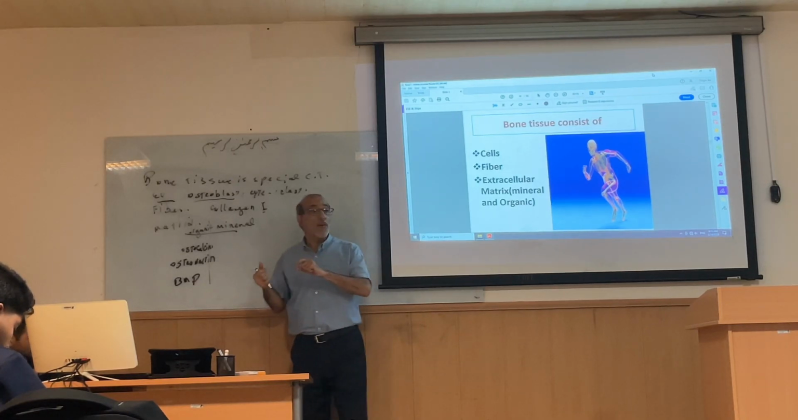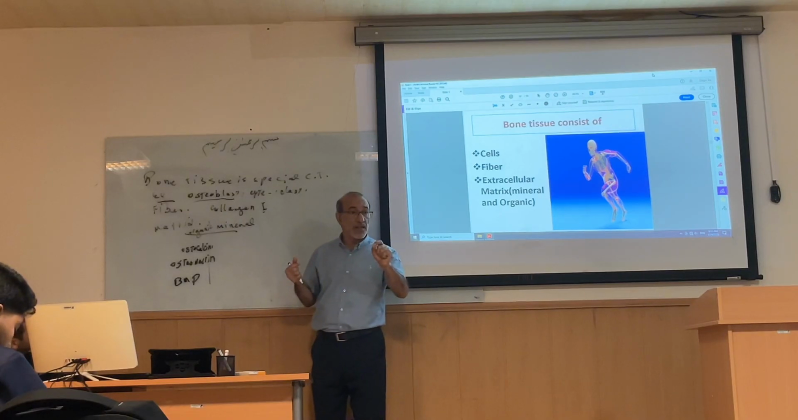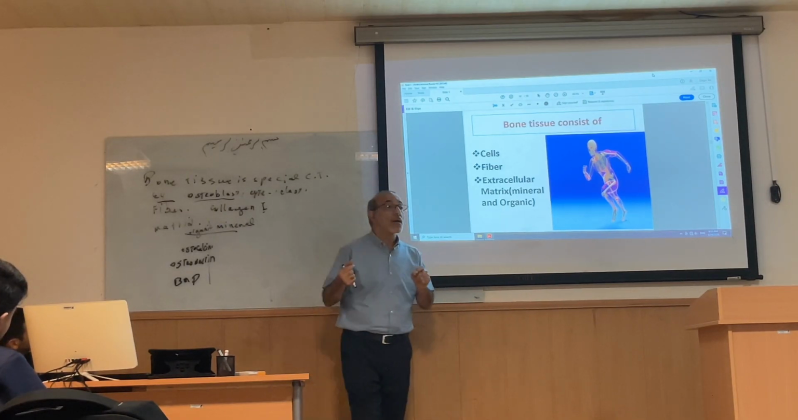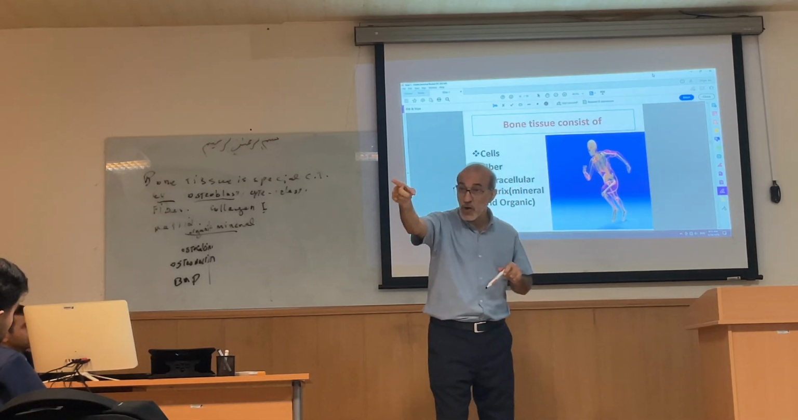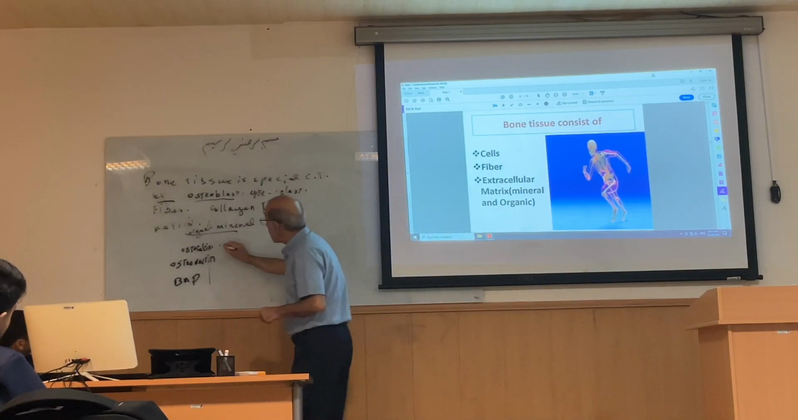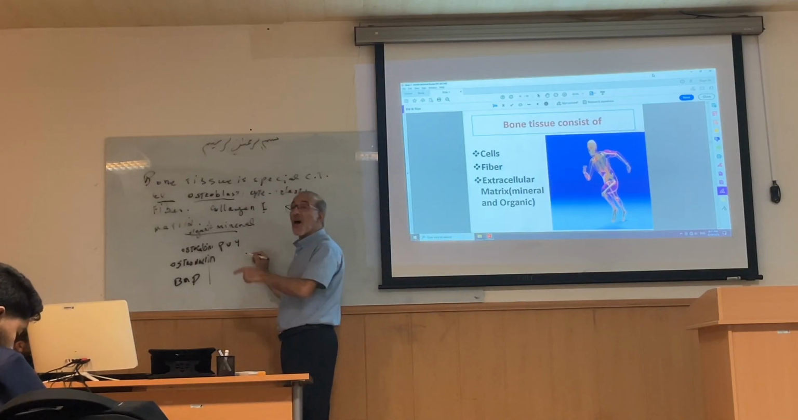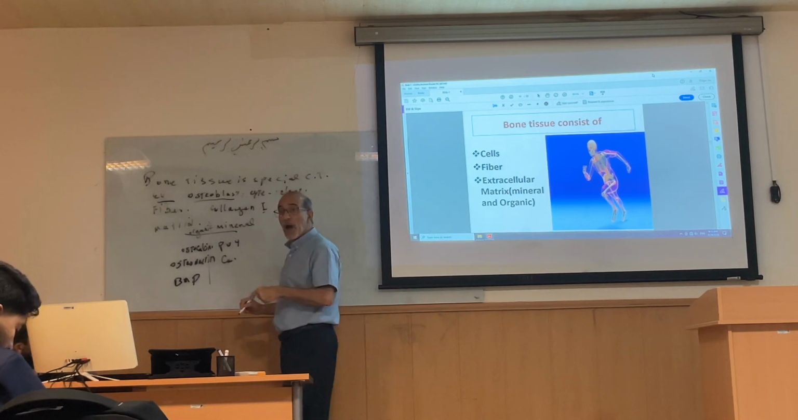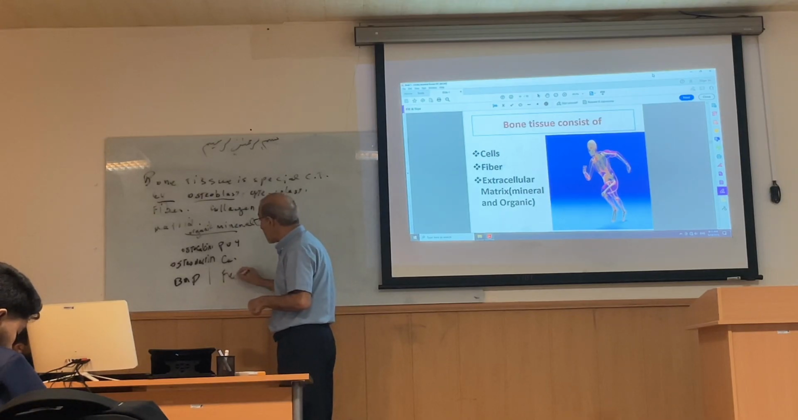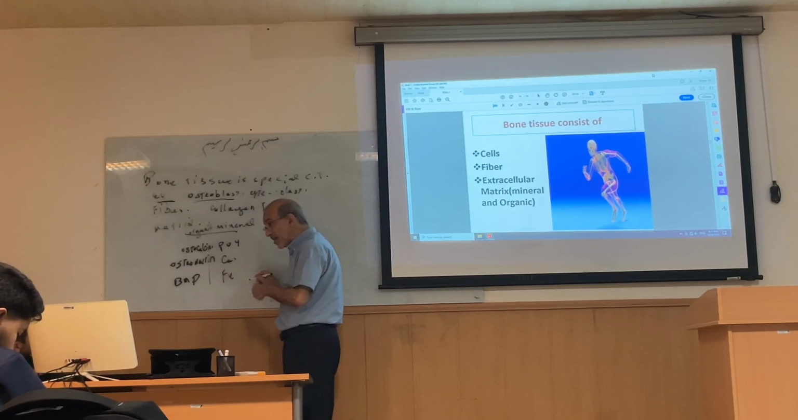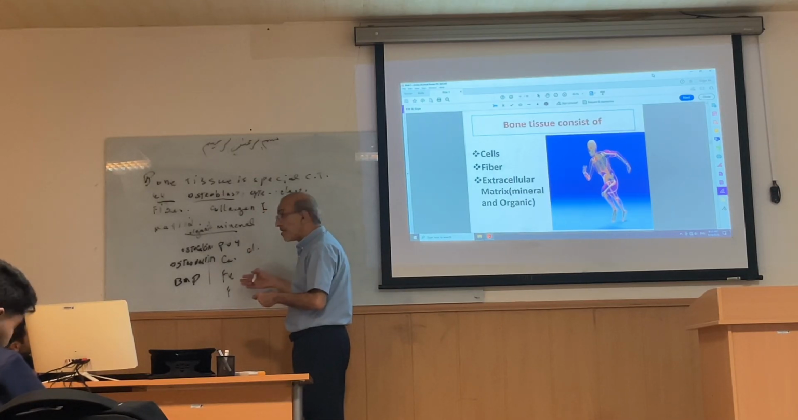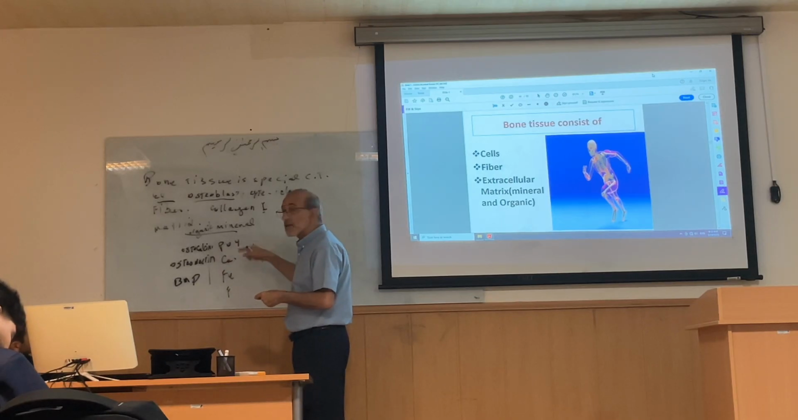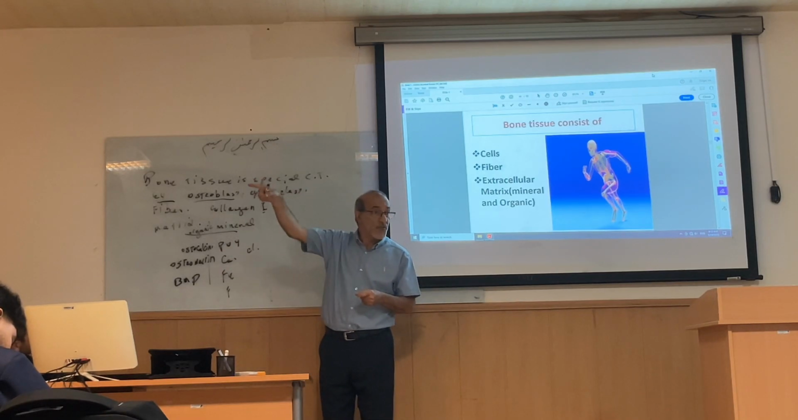The mineral component comes to the body by food. It consists of PO4, phosphorus, iron, calcium, Fe, fluoride, chloride. All minerals come to the body by food.